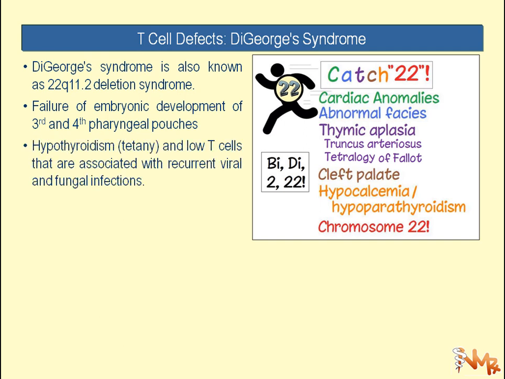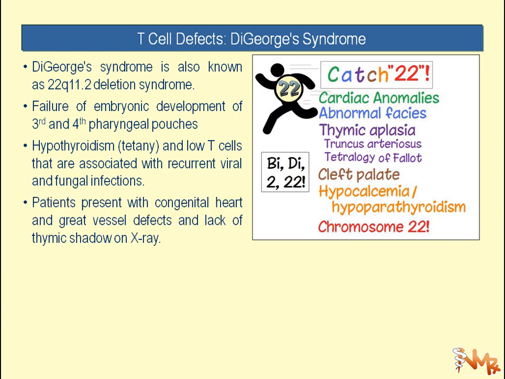These patients have hypoparathyroidism. Make sure that your book says hypoparathyroidism. As a result of that, they have low calcium, and as a result of that, they have a frequent history of tetany and seizure. They have low T cells, and as a result, these patients have recurrent viral and fungal infections. Patients present with congenital heart and great vessel defects at the time of birth, and they lack thymic shadow on X-ray. Lock in this information for your pediatrics.